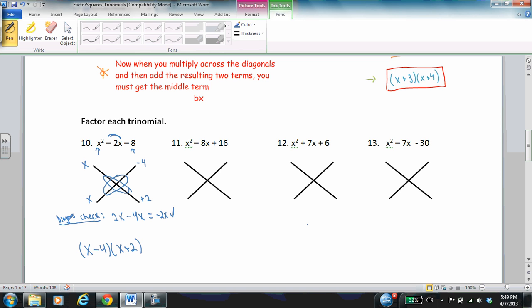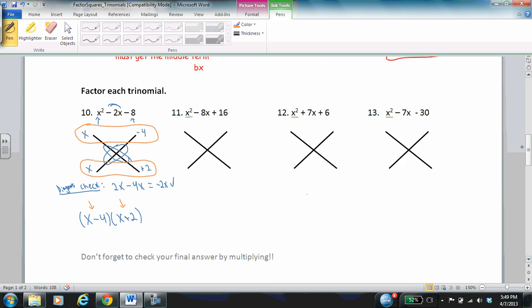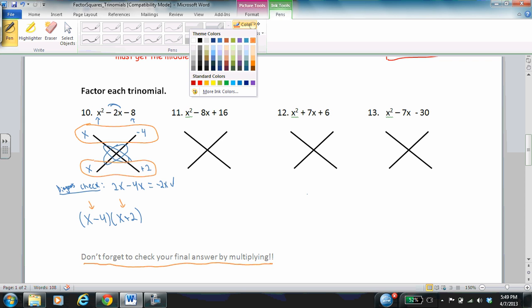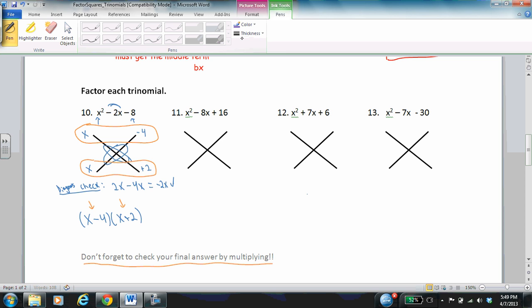And remember, that comes from, let me use a different color. That comes from looking across the first row, in a sense, of the x factor and the second row of the x factor. I'm writing them each as a binomial in parentheses. Now remember, down here it says, don't forget to check your final answer by multiplying. So I'm going to check my final answer by multiplying.